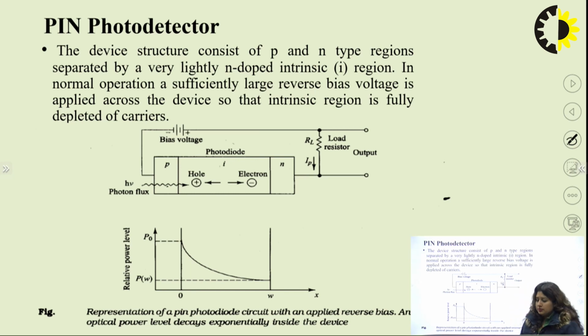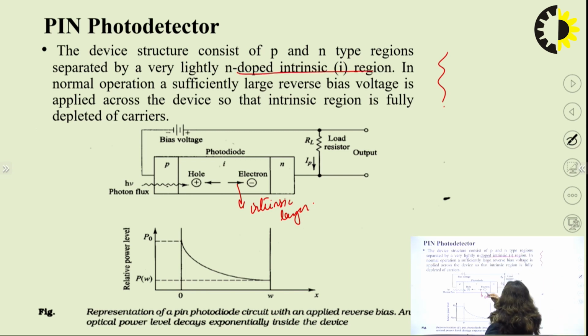There are different types of photodetectors or photodiodes. We have basically two kinds of photodetectors. The first one is the PIN photodetector. In the PIN structure, we have a p layer, an I layer, which is called the intrinsic layer. The device structure consists of p and n type regions separated by a very lightly doped intrinsic region. In normal operation, a sufficiently large reverse bias voltage is applied across the device so that the intrinsic region is fully depleted of carriers.